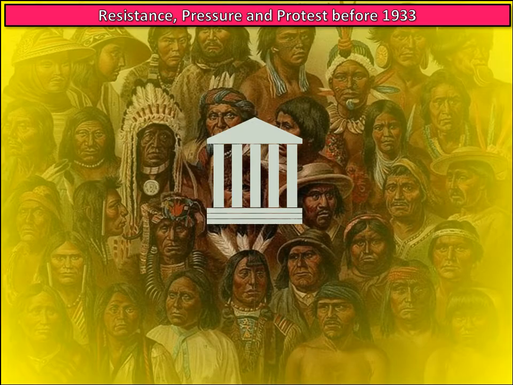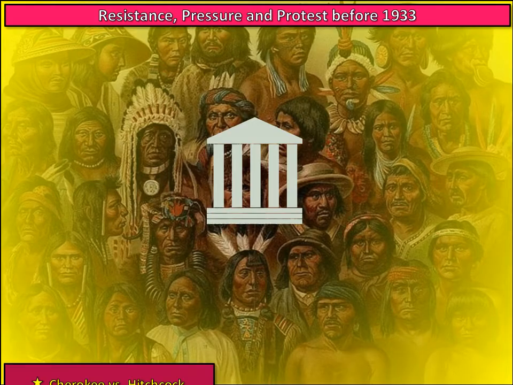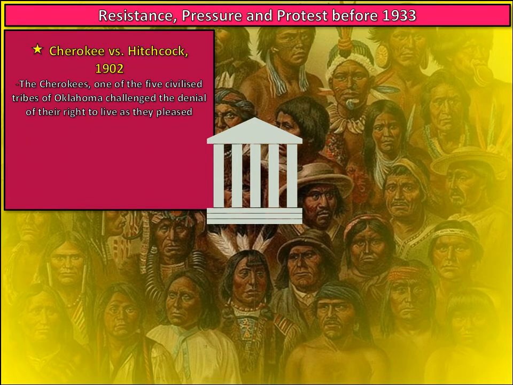Therefore, by the early 1900s, we have Native Americans starting to try and assert those differences and fight for them, in albeit small ways, but still significant ways. One of the first ways is the use of the Supreme Court. In the late 1800s, the Supreme Court has really been on the side of Native Americans. But really, that starts to change in the early 1900s.